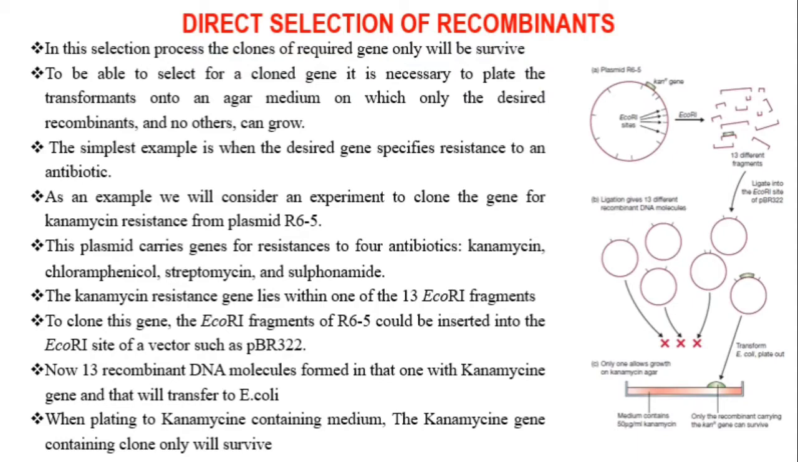To select for a cloned gene, it is necessary to place the transformants onto an agar medium on which only the desired recombinant can grow and others cannot grow. On that medium, only the desired clone is able to grow.